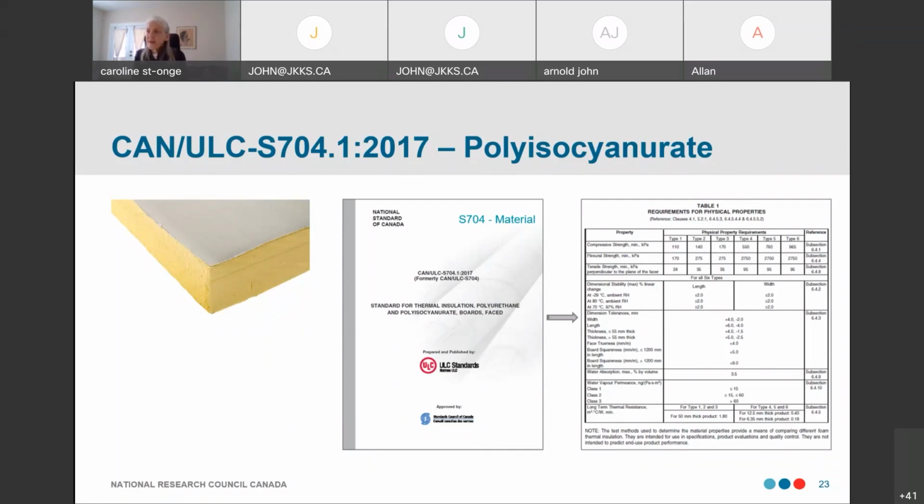They are classified in different types from type 1 to type 6. And in this standard, in Appendix C, they mentioned that type 1 is typically used for walls. Type 2, 3, 4, 5, and 6 are mostly for roofing applications.